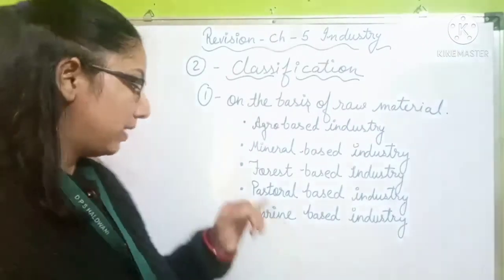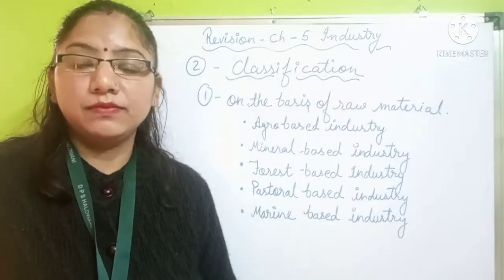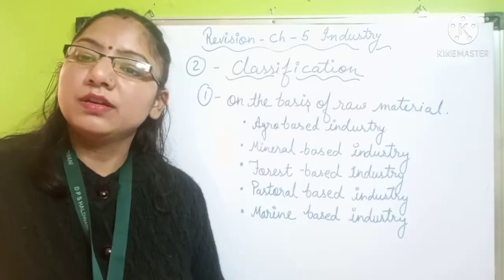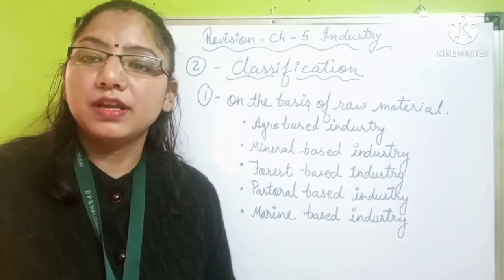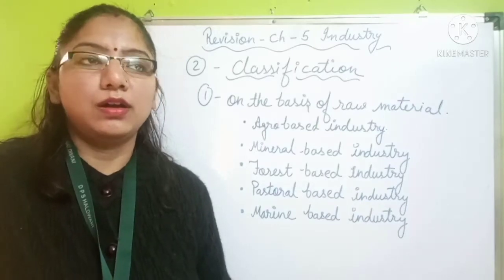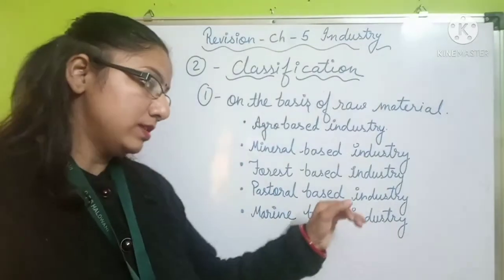These things are known as the pastoral based industry. In it we can include the milk, meat, and leather which we get from animals. Even the rearing of animals and their wool also come under the pastoral based industry.